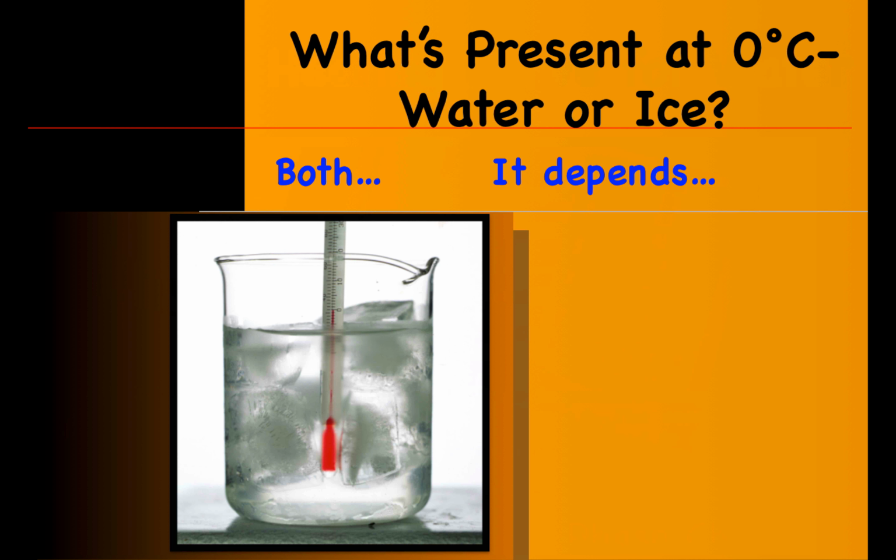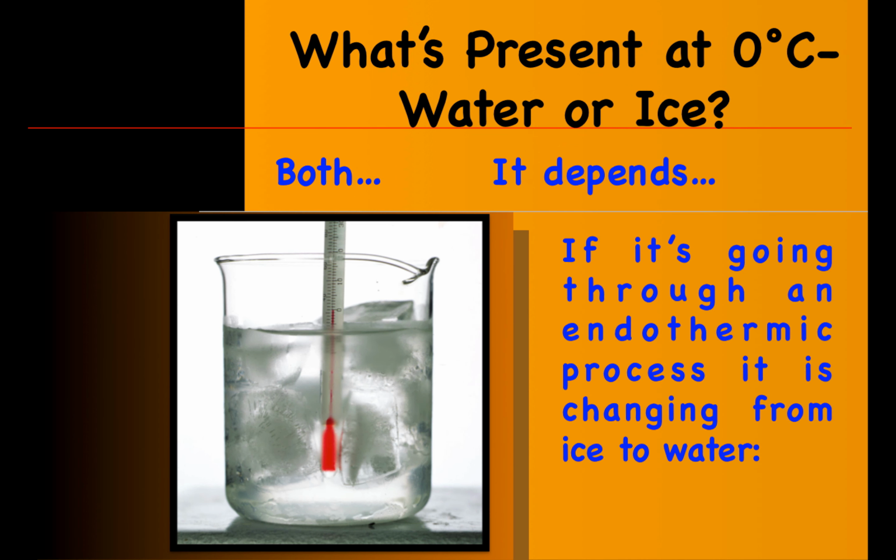So let's consider the freezing point of water, which is 0 degrees, but it's also its melting point. So water freezes at 0 degrees and water melts at 0 degrees. So what do you have, water or ice? Well, really, you have both. And it depends on what's going on. For example, if it's going through an endothermic process, it is changing from ice into water. Energy is being absorbed to break the intermolecular forces of attraction to change ice into water.